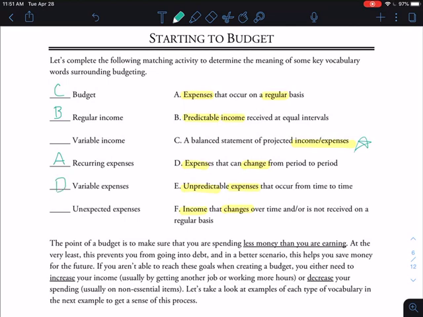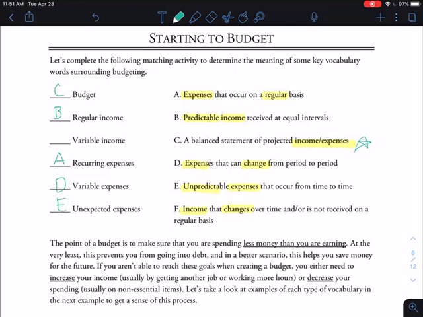If you're confused about that one, message me. That is probably one of the more confusing definitions, but I think that should make sense, and if it doesn't, just message me. E talks about unpredictable expenses, so here we go. That's the other type of expenses we were just looking at.